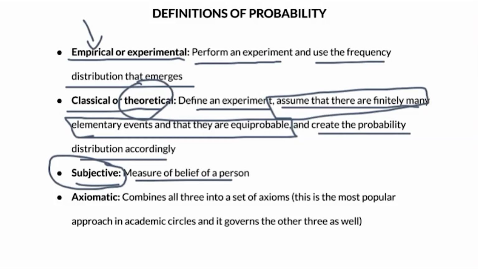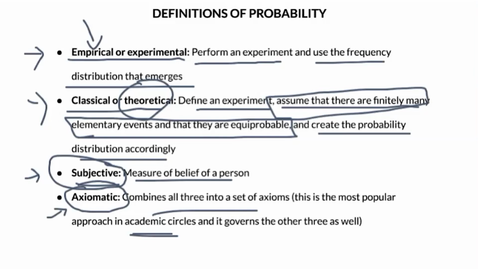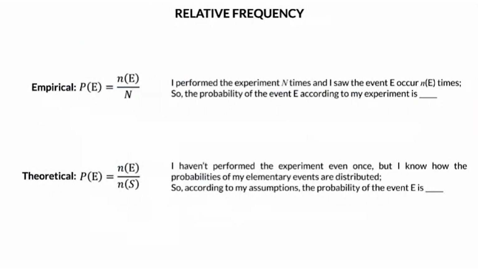In academic circles, where rigorous mathematical research happens, most mathematicians combine all three previous ones and use something called the axiomatic approach. This is purely mathematical. In this session, we will be looking at empirical and theoretical, and this will help us set our foundations on how to use data to make conclusions about populations. These are the two things that we need. So I've written the title here as relative frequency because that is what probability is.